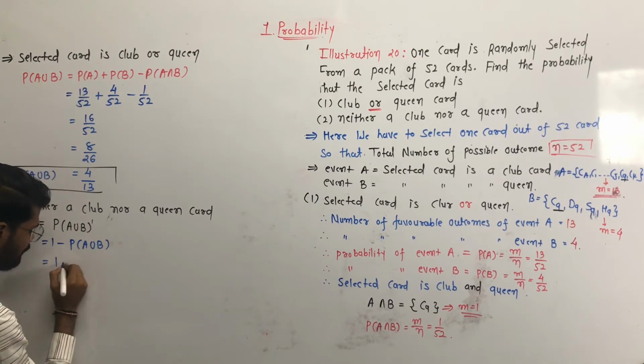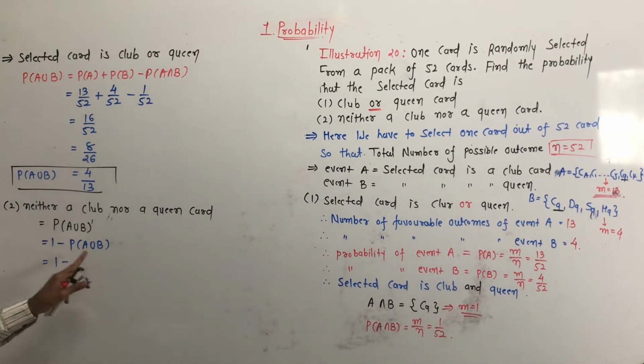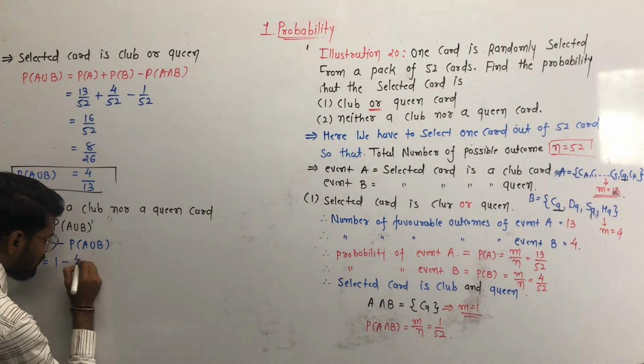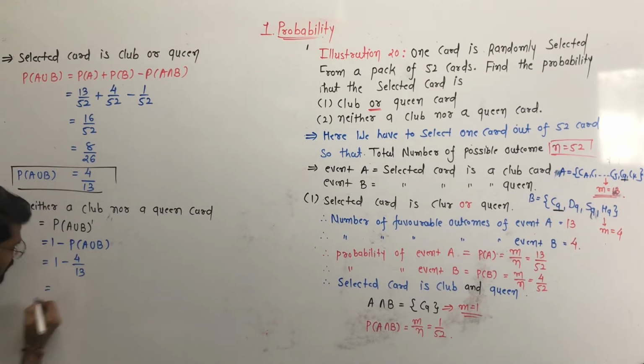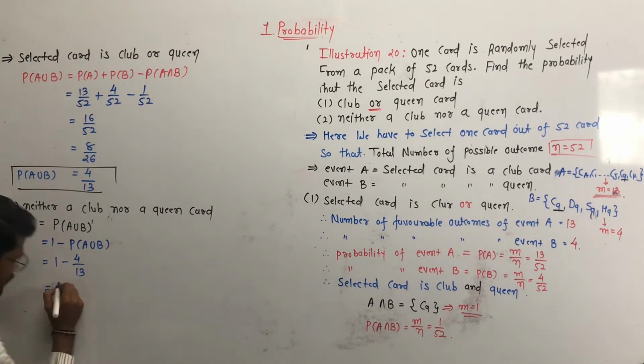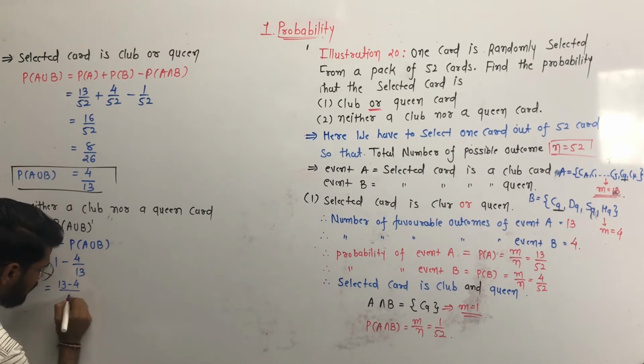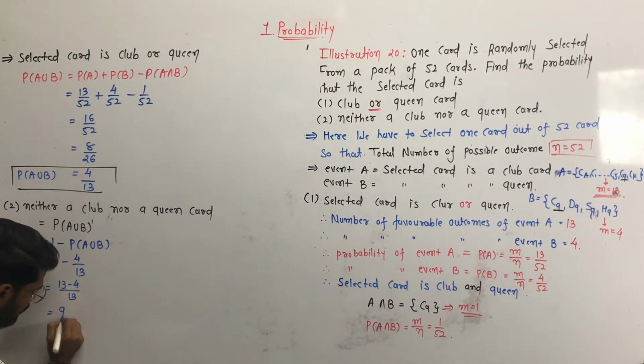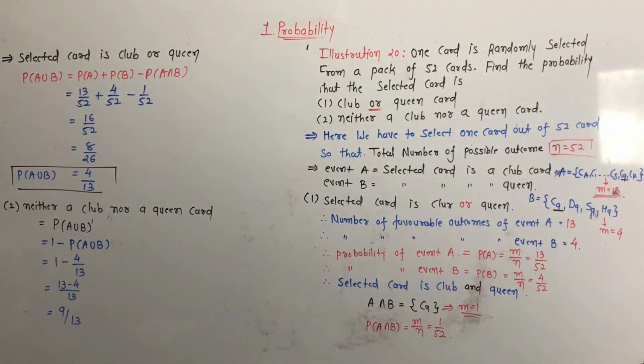The probability of the union of events A and B we already know is equal to 4 by 13. So our answer is (13 minus 4) upon 13, and it is equal to 9 by 13. Clear? So this is the probability of event (A union B) dash. Done? Write it down.